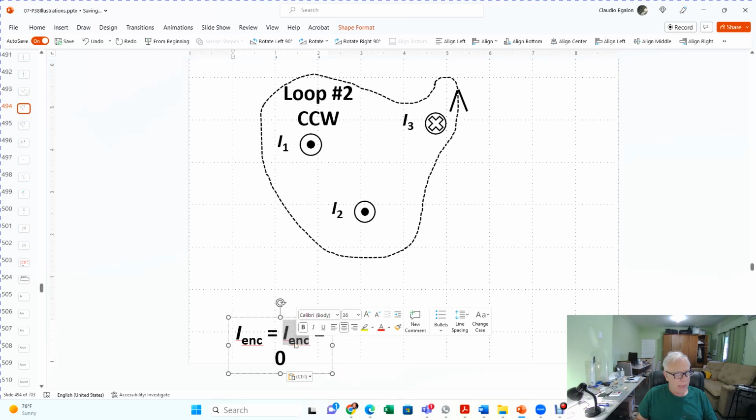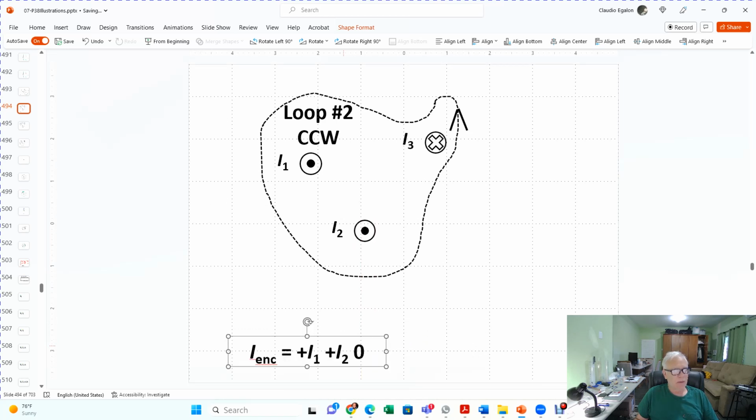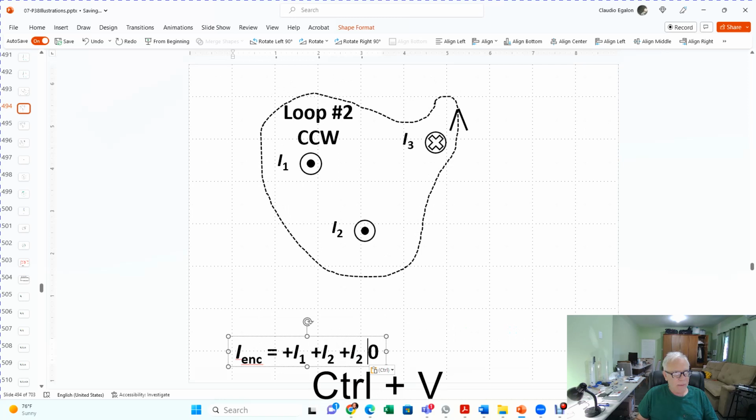It is going to be I1, plus I2. Why is that plus? There's a reason why it's plus. And let's see, I'm going to put the last one. The last one is not going to be plus, it's going to be minus. Okay.